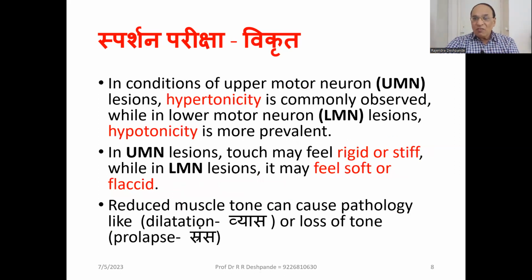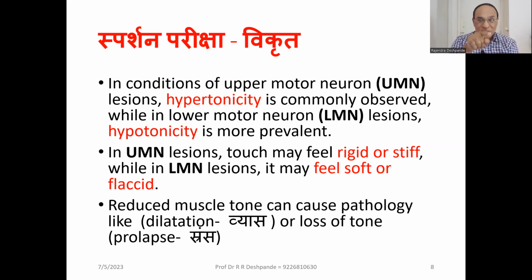In conditions of upper motor neuron lesion, hypertonic muscles are very common. In the lower motor neuron problem, there may be hypotonicity. What is upper motor neuron? The nerves from the brain to the spinal cord, that is upper motor neuron. And from the spinal cord to the hands and legs, that is lower motor neuron. Upper motor neuron problems are hemiparesis and hemiplegia, and a lower motor neuron problem is poliomyelitis.